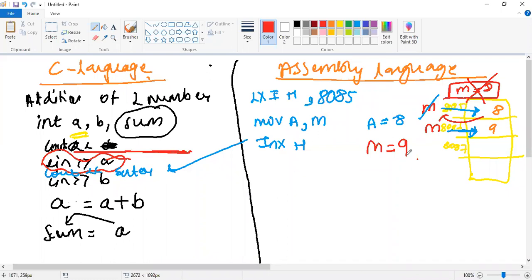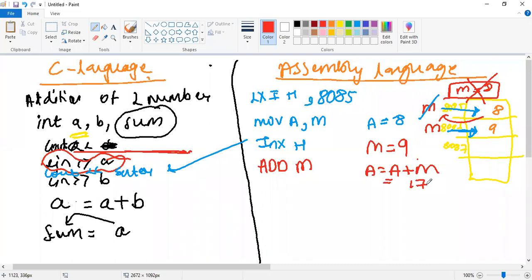So now we can add up. Why can we add up? Because one number is in the accumulator. This is the condition which we want. Now we are adding up: ADD M. Why have I written M? Because my second number is in M. So this becomes A equal to A plus M. So in my A, as of now, for simplicity, 17 will come.